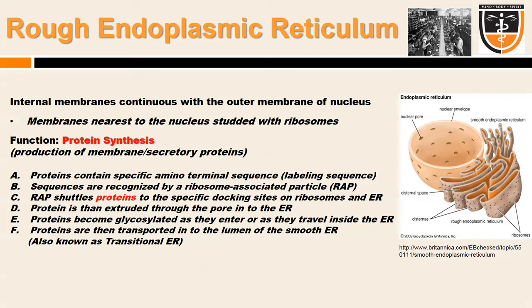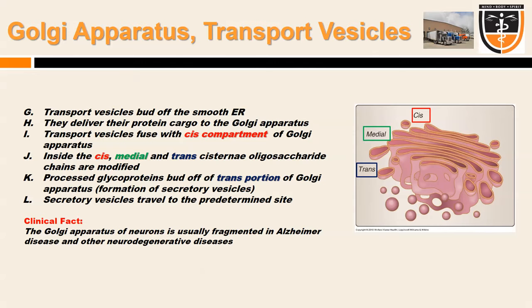So you see this, proteins are formed on ribosomes. They have the targeting or labeling sequence on them. These proteins are attached to the recognition particle. The particle will help, together with the ribosome, to put these proteins into the rough endoplasmic reticulum. These proteins inside the rough endoplasmic reticulum will get glycosylated, become carbohydrate attached, and now they will travel through the rough endoplasmic reticulum all the way to the smooth endoplasmic reticulum, which is also known as transitional endoplasmic reticulum.